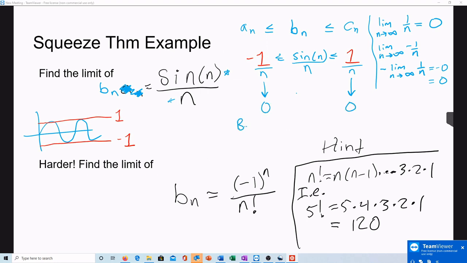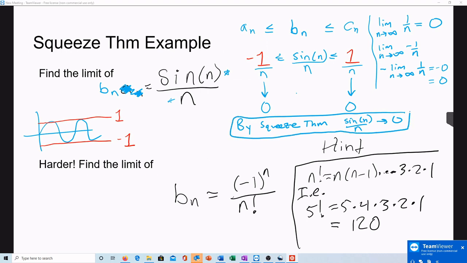So by the squeeze theorem, sine of n over n must go to 0. Therefore, it is convergent. Ta-da! I did it. This one's tougher. If you want to bite off something a little more difficult, you can try this. There's also a definition in here that we are going to use later called the factorial.